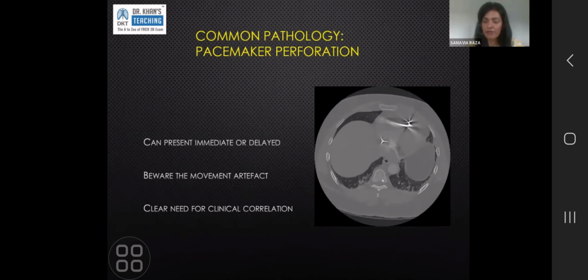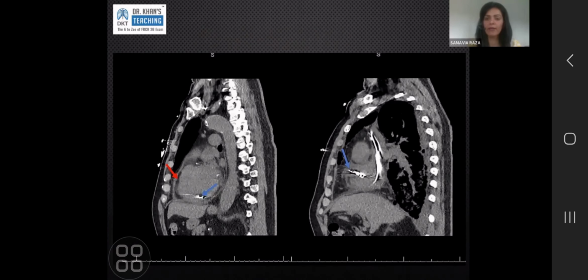If you know it is for a pacemaker wire, it is worth telling the radiographer to up the kV, because you want to compensate for that metal. You want to look at the images in the bone window to compensate for the streak. And you have to again be reminded that it's clinically correlated, whether that's pacemaker perforation or not, especially when it's neither here nor there.